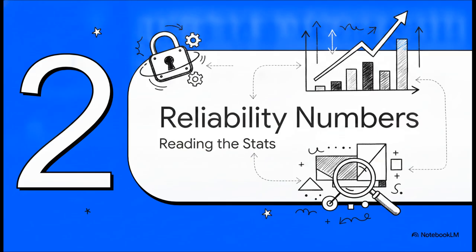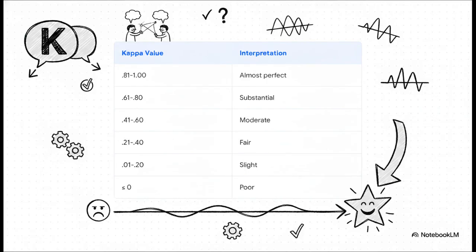Moving right along to Section 2, reading the reliability numbers. Enter the star of the show, Cohen's Kappa. This is absolutely the most important statistic in your report, and here's why. It actually measures agreement beyond chance. It mathematically corrects for the probability that you and another coder just happen to code the exact same sentence randomly.